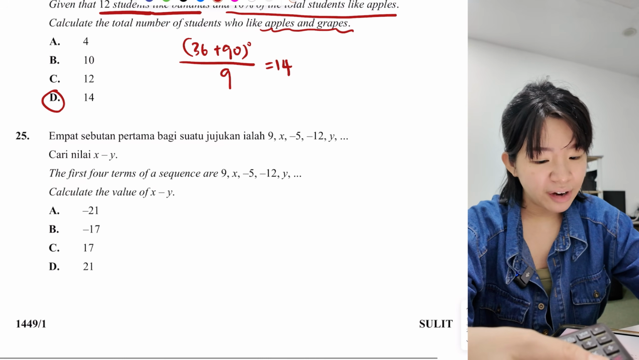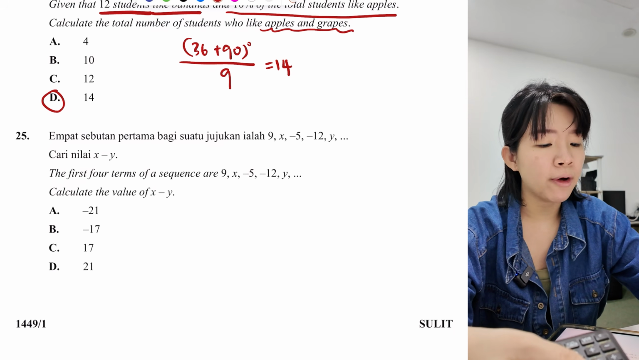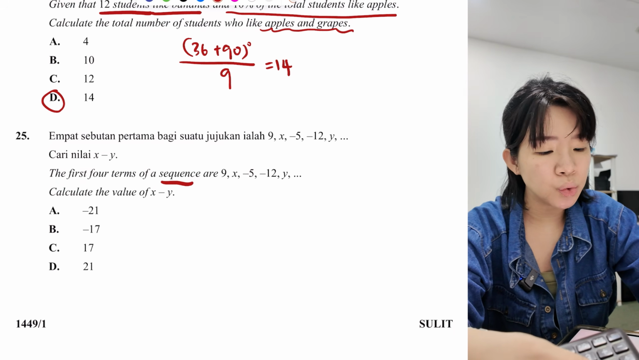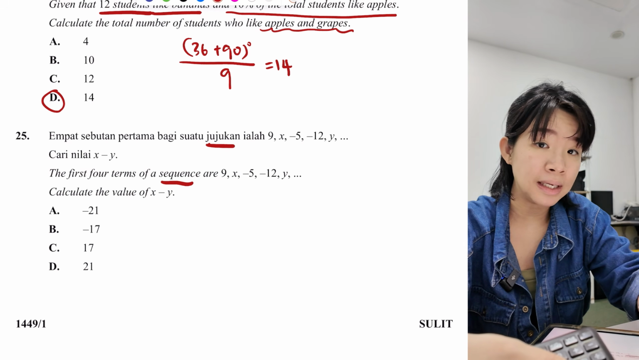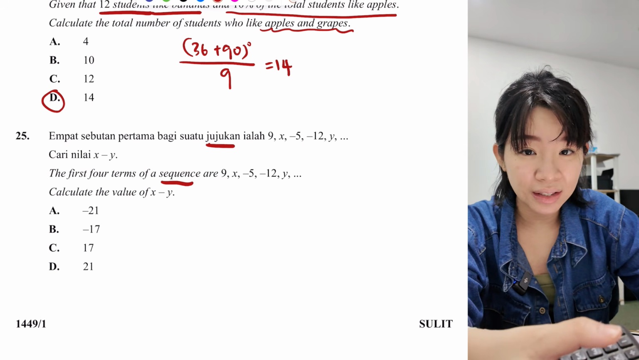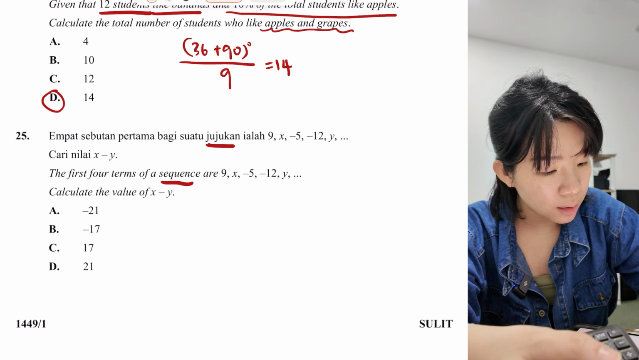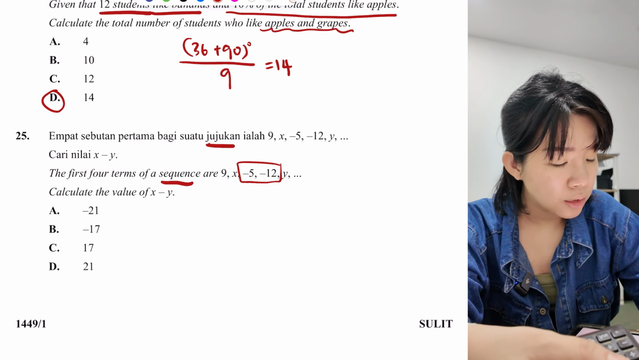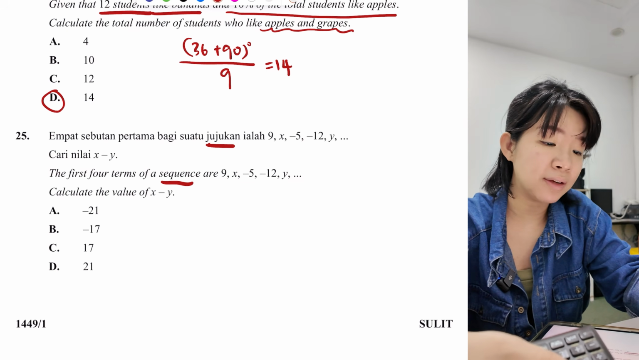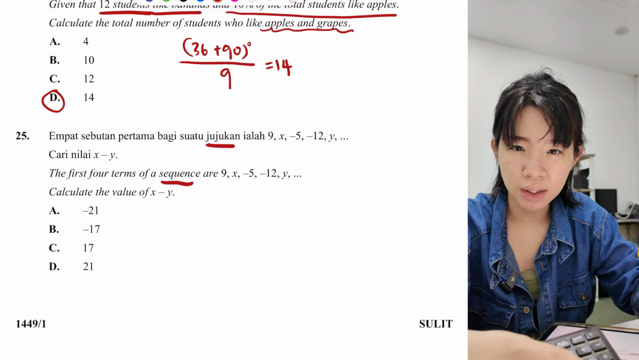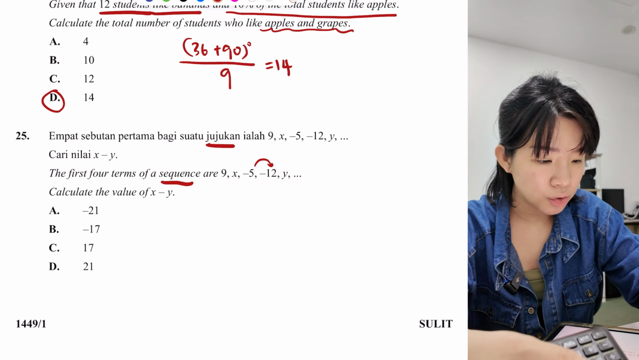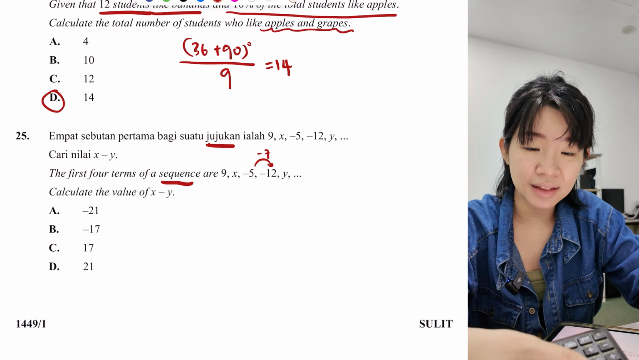Okay, let's look at question 25. The first four terms of the sequence. When you see the word sequence, jujukan, it means there will be a pattern, so you need to identify the pattern. Look at these two terms: -5, the next one is -12. The numbers are getting smaller. So what is the pattern here? It's -7, isn't it? You check and see.